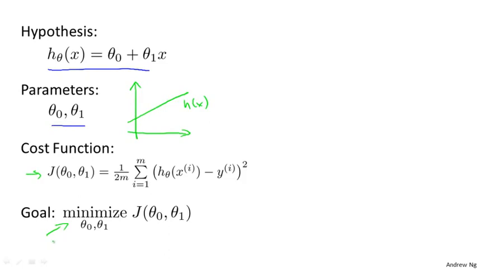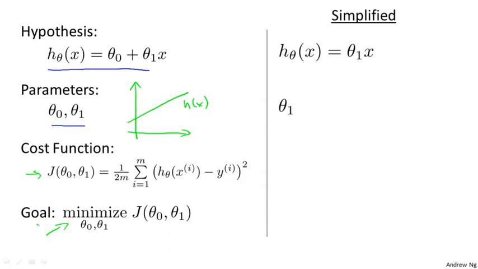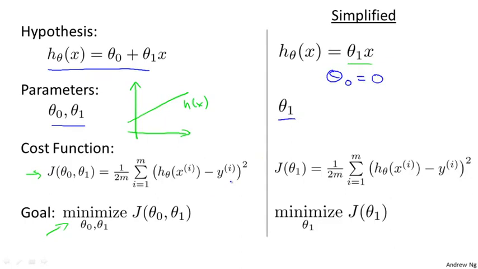For this video, in order to better visualize the cost function J, I'm going to work with a simplified hypothesis function, like that shown on the right. So I'm going to use a simplified hypothesis, which is just theta 1 times x. You can, if you want, think of this as setting the parameter theta 0 equal to 0. So I have only one parameter, theta 1, and my cost function is similar to before, except that now h of x is equal to just theta 1 times x. And my optimization objective is to minimize J of theta 1.